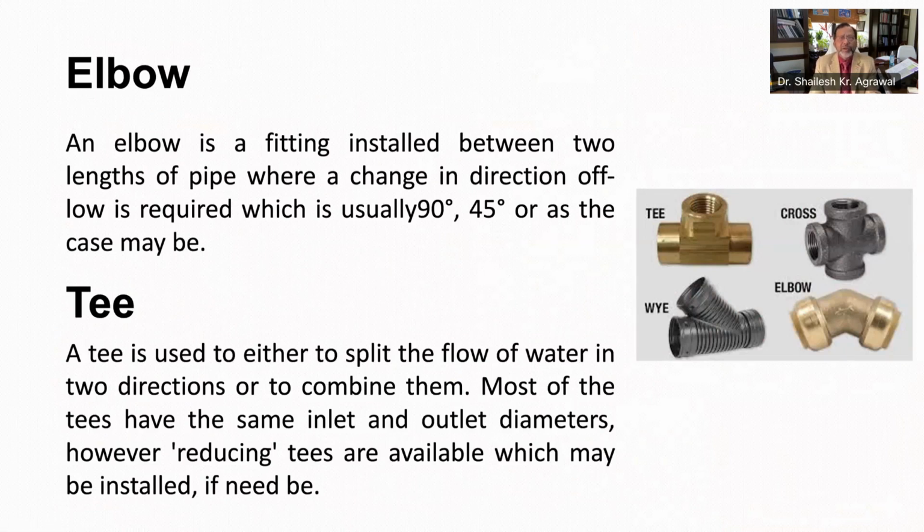First is elbow. An elbow is a fitting installed between two lengths of pipe where a change in direction of flow is required, which is usually 90 degrees or 45 degrees, or as the case may be. Another thing is T. A T is used to either split the flow of water in two directions or to combine them. Most of the T's have the same inlet and outlet diameters. However, reducing T's are also available, which may be installed if need be.